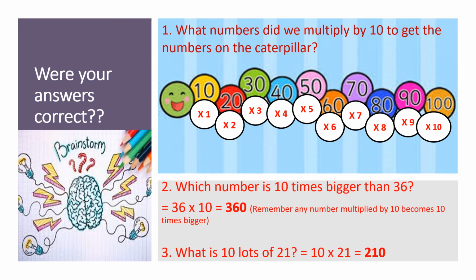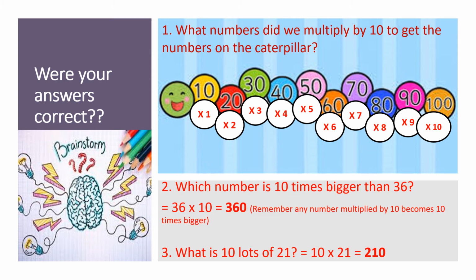2. Which number is 10 times bigger than 36? It only means 36 multiplied by 10, and the answer is 360. Remember that any number multiplied by 10 becomes 10 times bigger. So 36 multiplied by 10 is 360. In case you see any question as such, you should know that you will need to multiply.